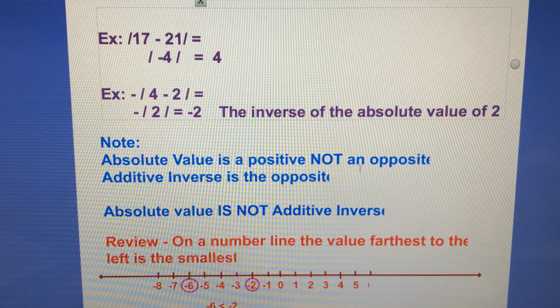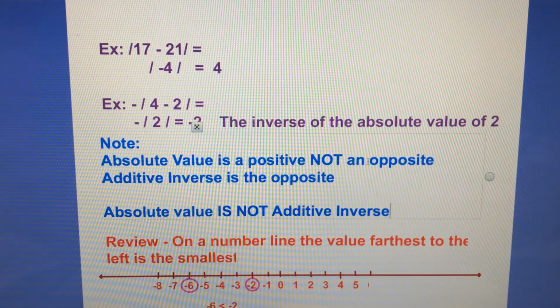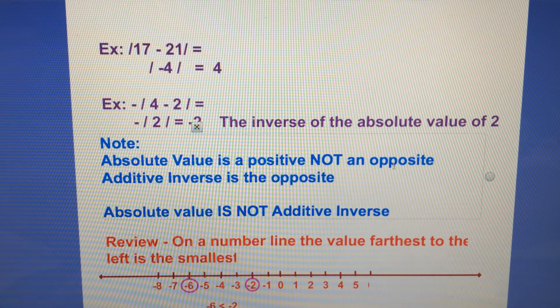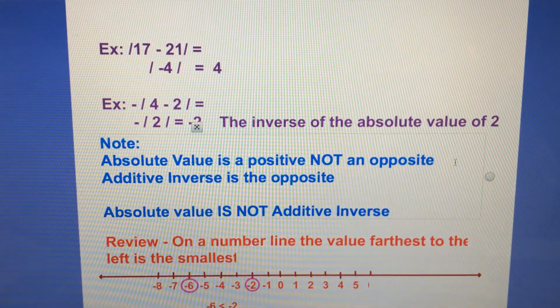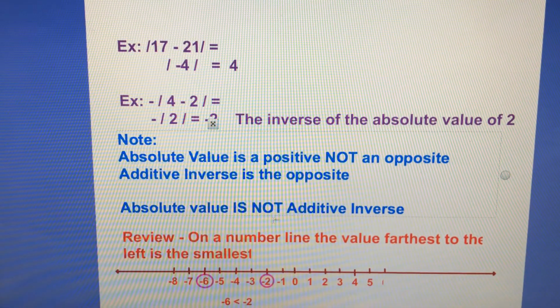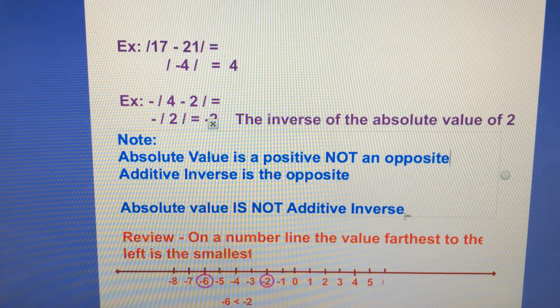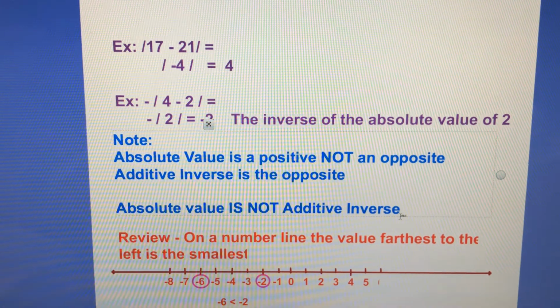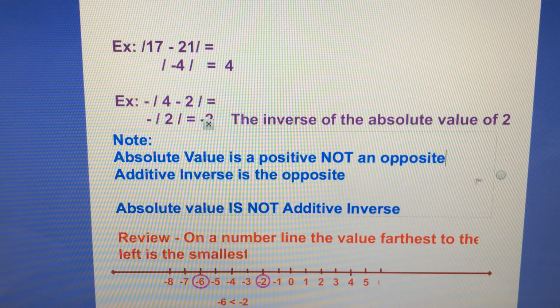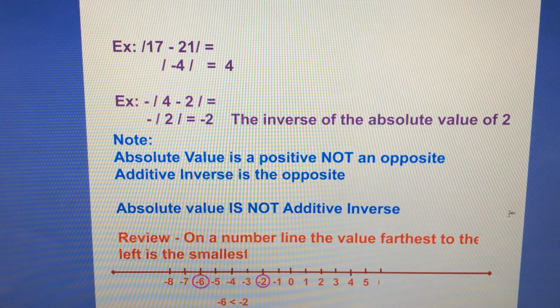Absolute value is a positive, not an opposite. Many people will see a negative 2 and they'll say, oh, it's 2. But then when they see 2, they want to call it negative 2. That is not absolute value. Absolute value is not an opposite. Additive inverse is an opposite. Absolute value is not additive inverse. Obviously, a lot of students make this mistake, or I wouldn't be showing it to you so prominently.